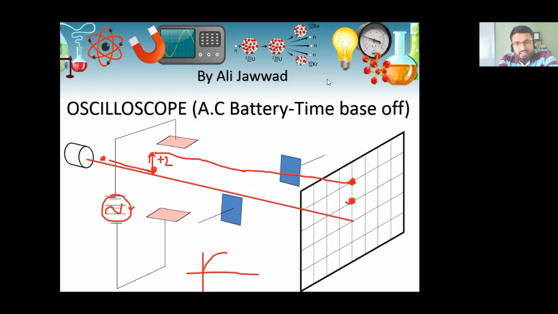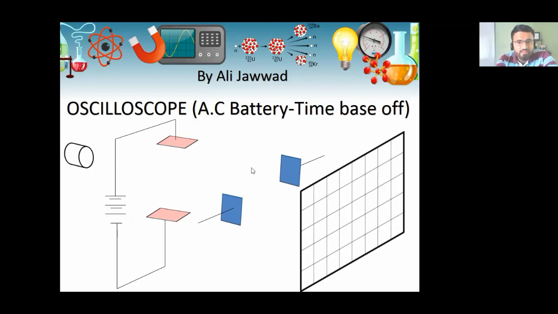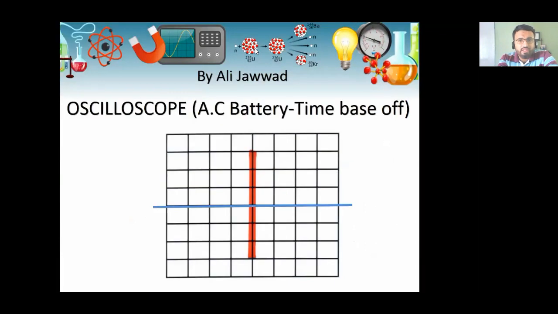Now in this kind of case, we will be able to observe this vertical line, because the electron is striking this position and later on at this position and later on at this position. Because AC voltage is varying along the y-axis, it fluctuates. Since the time base is turned off, we are not observing any reading along the x-axis. And this is how we will be able to guess that this is a voltage of 6 volts along the vertical plates.